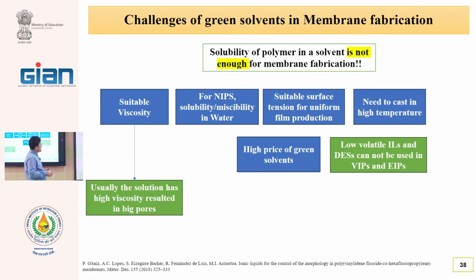Okay, some more problems. High price is very important. Most ionic liquids have very low volatility, and for the WIPS and EIPS methods for fabrication of dense membranes, for example proton exchange membranes, we cannot use them because they are not volatile and do not evaporate. Therefore, we cannot prepare dense films. Researchers in this area focus on and suggest new green solvents, such as deep eutectic solvents and ionic liquids, for dissolving these polymers.